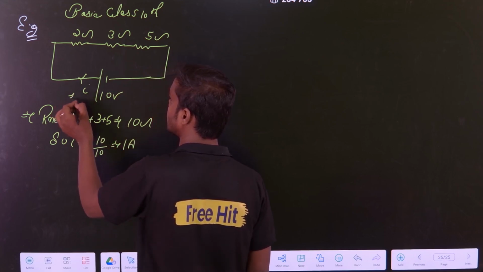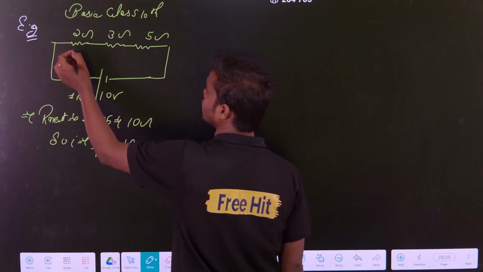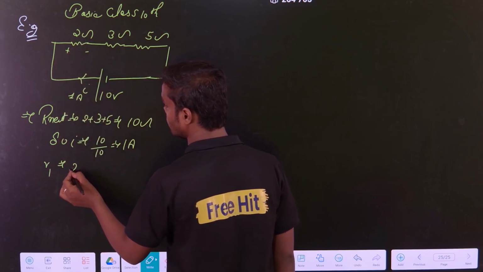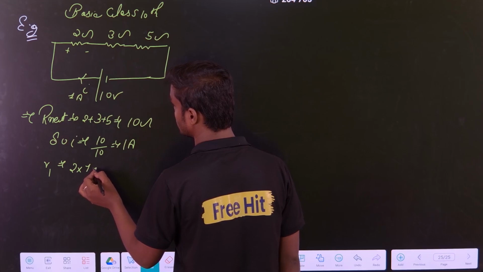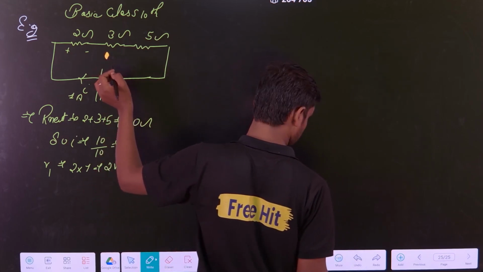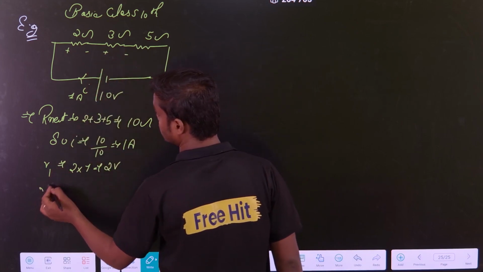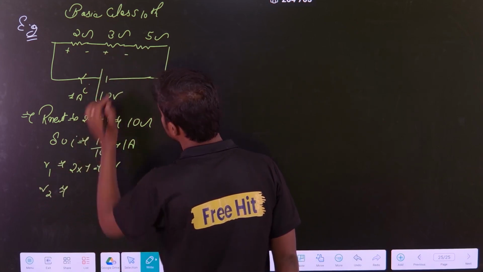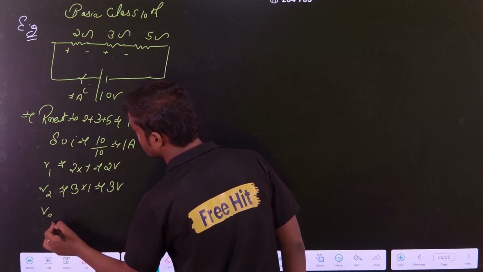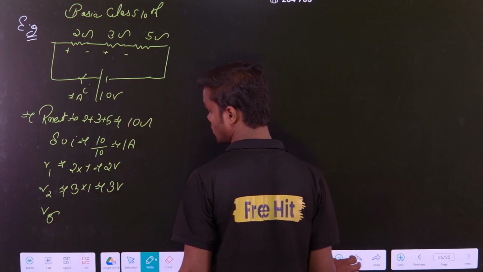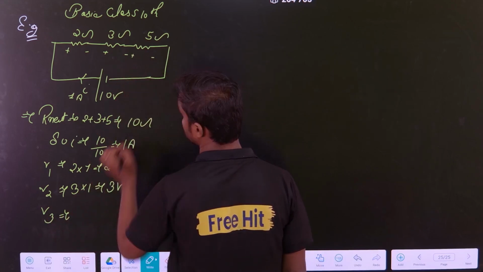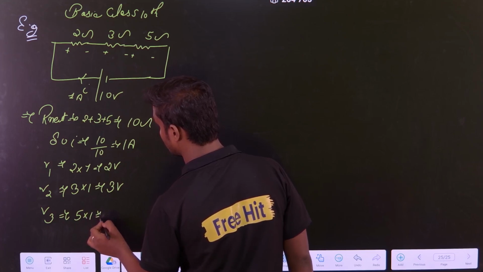That means 1 ampere current will flow from here. So what is V1, sir? Sir, V1 is the voltage drop across the 2 ohm resistance, so it will be 2 ohm into current, and the current is 1 ampere, so 2 volt. Similarly, what is V2? V2 is the voltage drop across 3 ohm, that is 3 into current, so that is 3 volt. Again, what is V3? This is also very simple. V3 is 5 into 1, that is 5 volt.